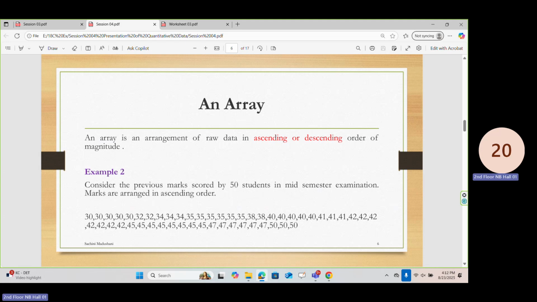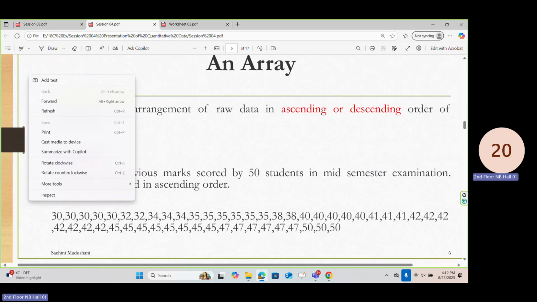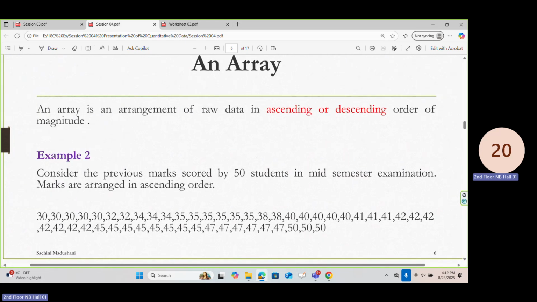Okay, then we arrange it. Now looking at this data set, you can identify the highest mark: 50. How many of them got 50 marks? 3. What is the lowest mark here? How many students got 30 marks? You can say these things. But when we study the raw data set, you cannot. Using the data array, we can. It's clear. Here you can also identify that some values are repeated. 30 is there five times, 32 is there twice.